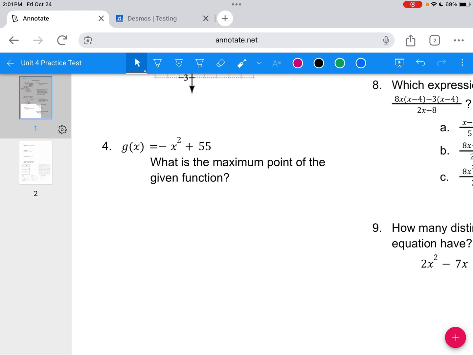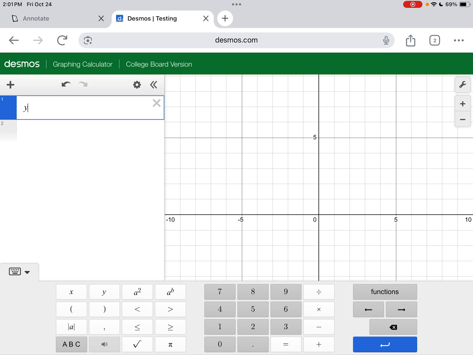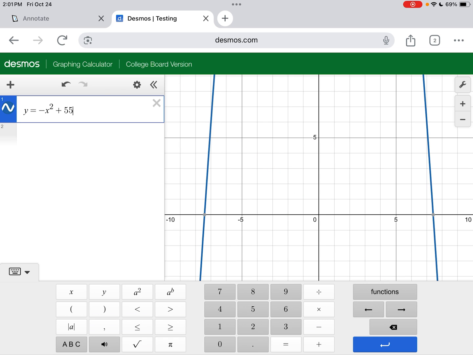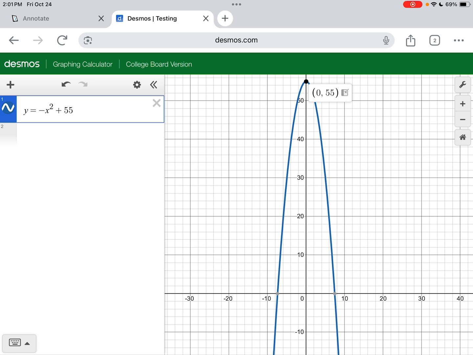Number 4, they want to know the maximum point. So again, I'm just going to graph it. Instead of g of x, I'm just going to use y. So it'll be y equals negative x squared plus 55. And I'll zoom out. My maximum point is 0, 55.